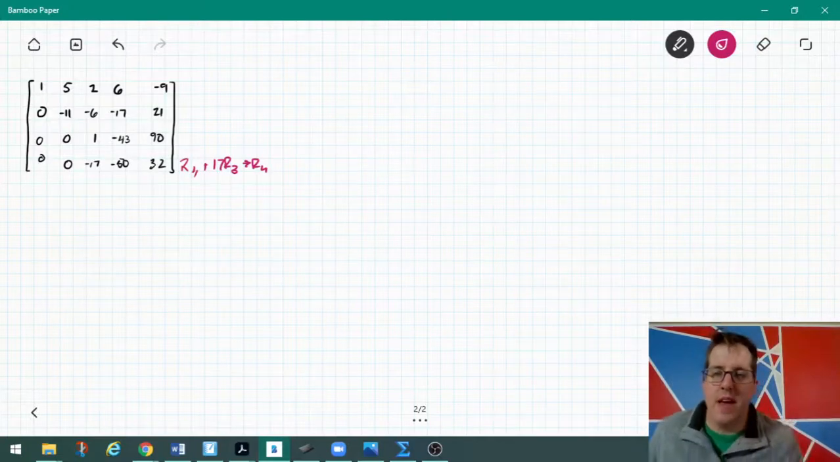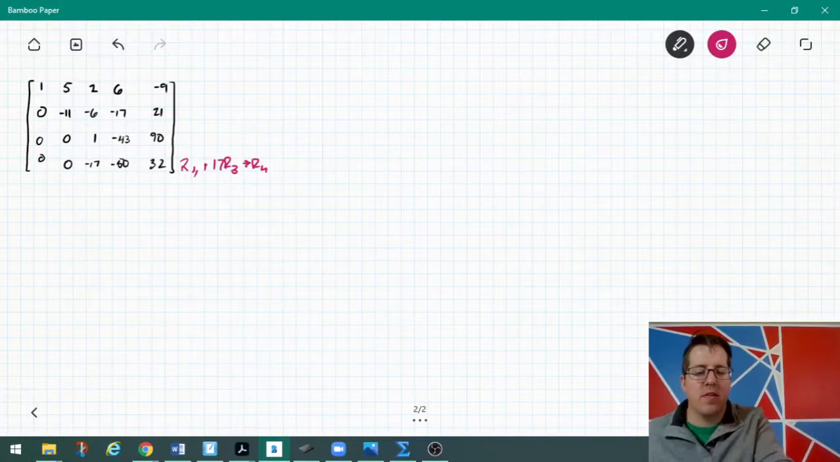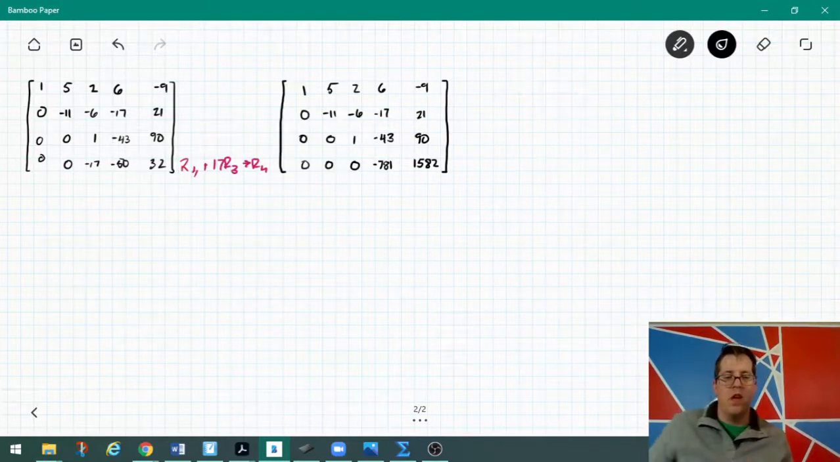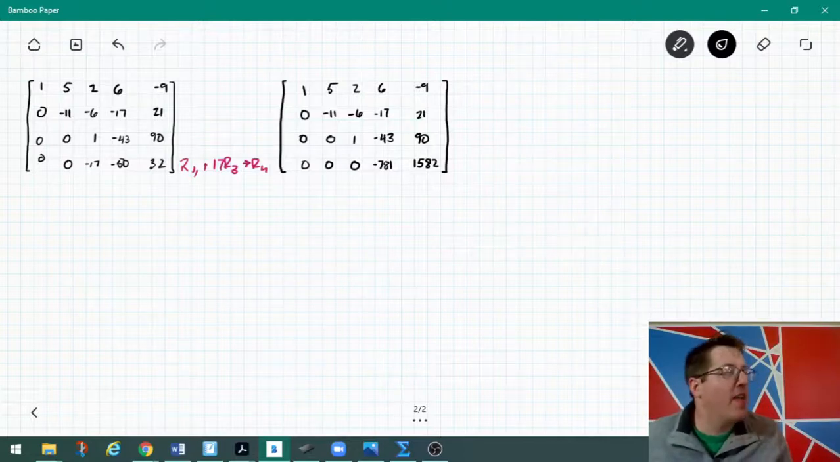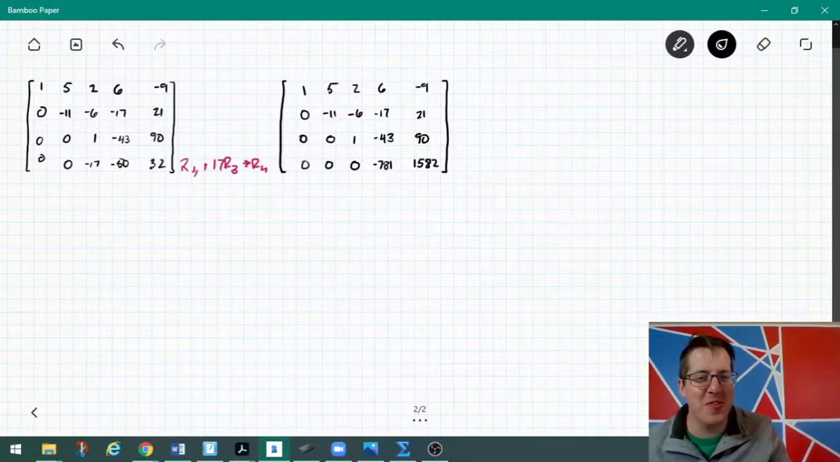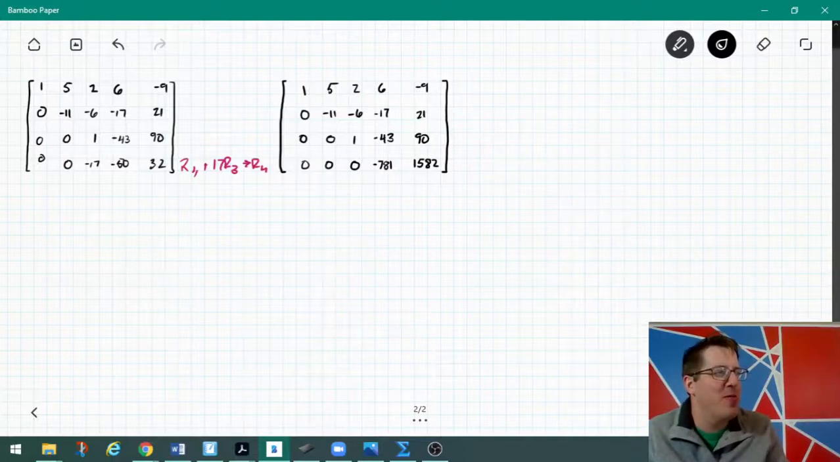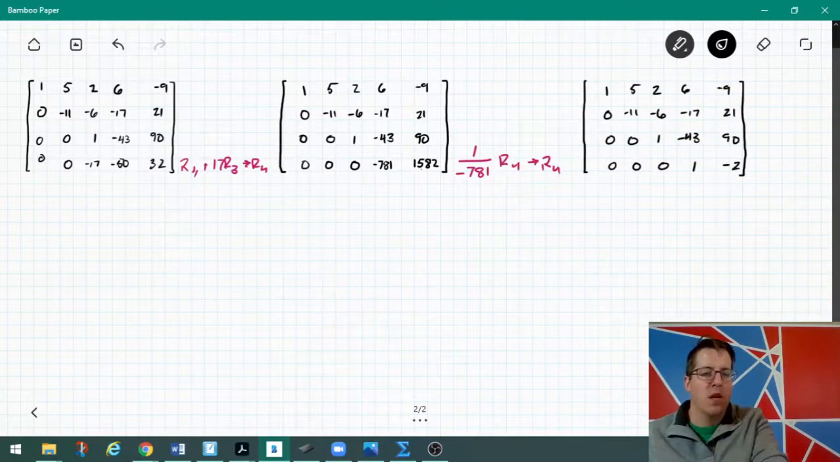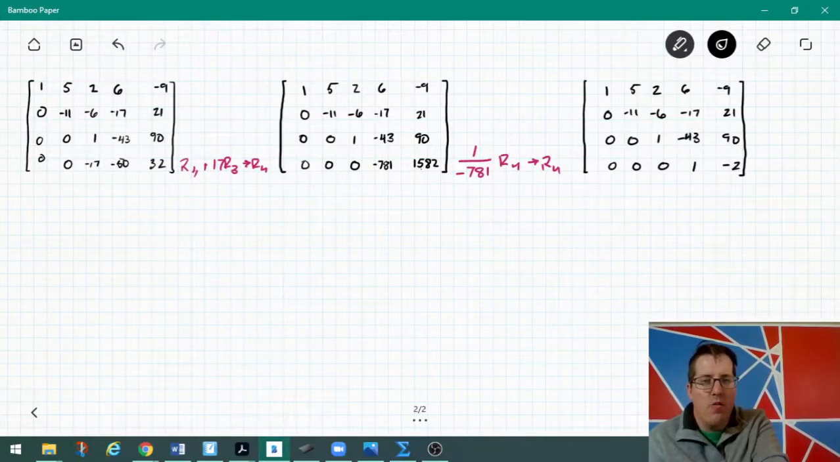Okay, like I said, I'm going to add 17 times row 3 to row 4, and that's going to be my new row 4. All right, so some of the arithmetic is maybe not that great, but we did just get into a situation where I can tell that W is -2. All right, so I'm going to multiply by 1 over -781 times row 4, and that's going to be my new row 4. All right, so I did that. Here is my row 4.